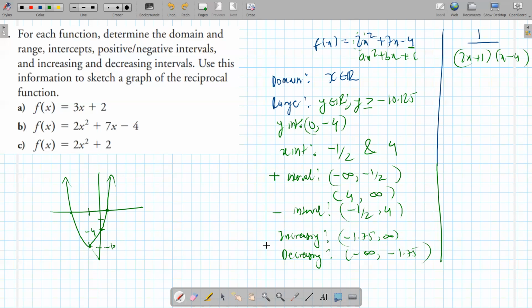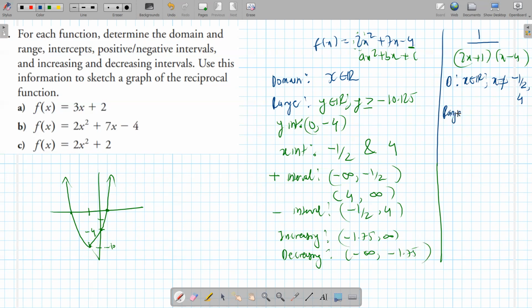Okay. You understand that? This is just for the quadratic, okay? Now for the reciprocal function, look at this. The domain is everything except the zeros. So the domain for this reciprocal function can be anything, but it cannot be -half and +4, because if they were to be these two numbers, you'd get a 0 in the denominator.